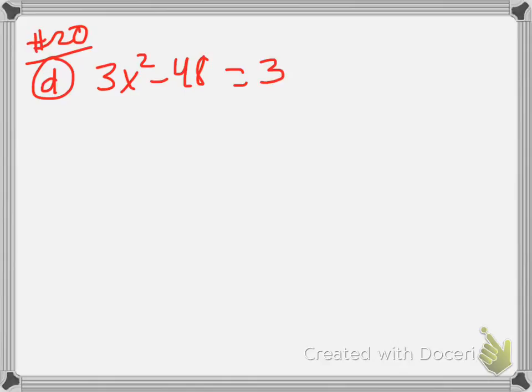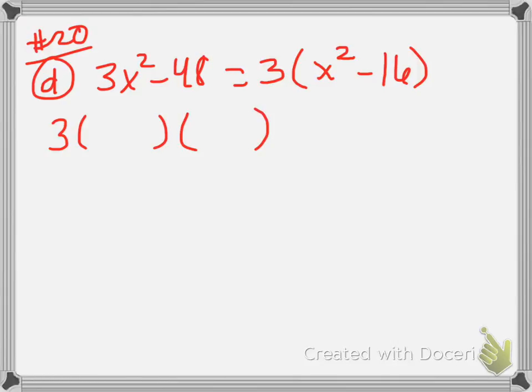So if I factor out a 3 from 3x squared, what do I have left over? X squared. What is 48 divided by 3? Negative 16. Now look at the 16. Remember the special types of things with this whole 16. Can you take the square root of it? Yes or no? Yes. What is the square root of 16? 4.